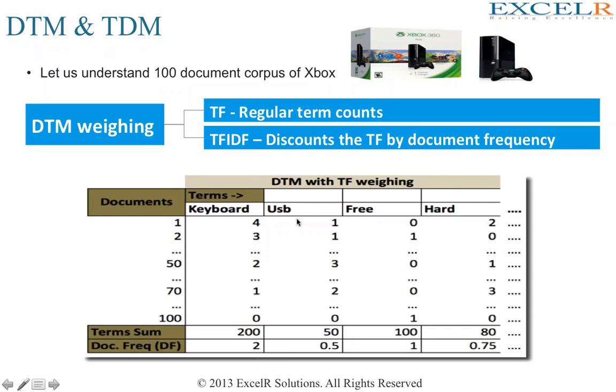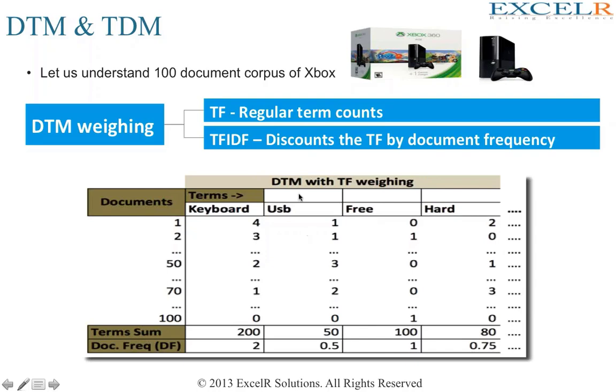And there is a word called USB, which is referred to 50 times in the 100 reviews. But on an average, how many times is it being referred to in each review? 0.5 times. How did you get that? 50 upon 100 documents. The word free is appearing 100 times in 100 reviews, so on an average, it's appearing one time in each review. And so on and so forth, you'll have the data. And this is called term frequency: how many times a specific term is appearing. That is called a simple term frequency. It's a regular term count, right? If you count how many times a specific word has been used, that's called term frequency.